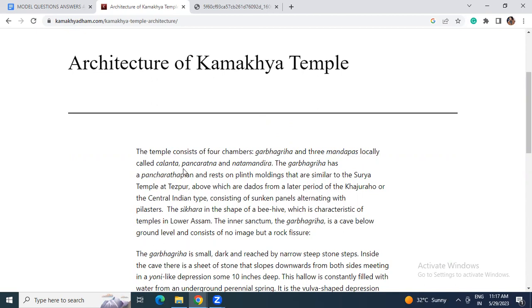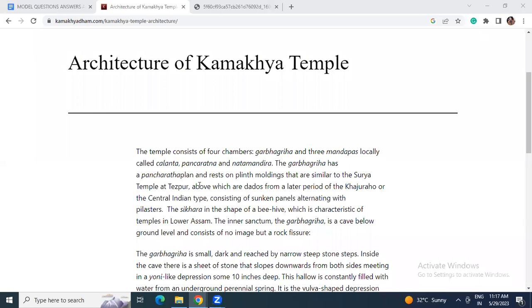then Pancharatna and Natmandira. These three are the parts of its mandapa, and the Garbhagriha has a Pancharatna plan and rests on plinth moldings that are similar to the Surya temple at Tezpur.